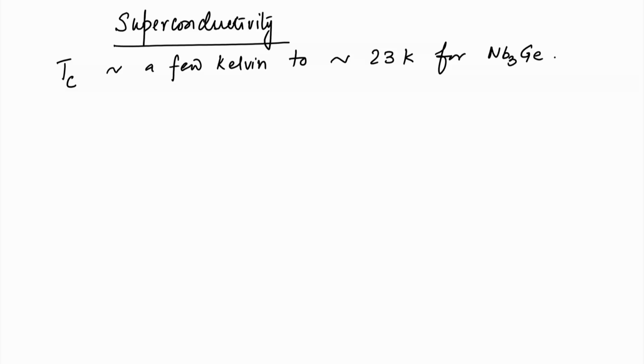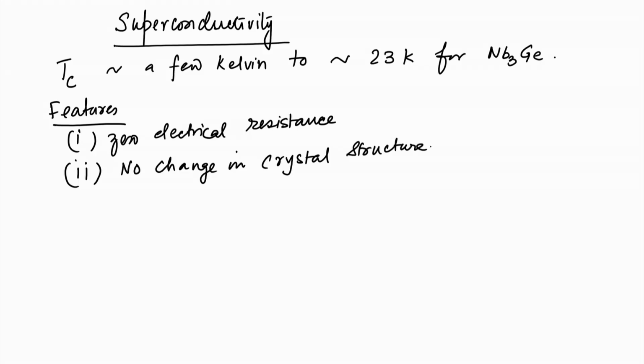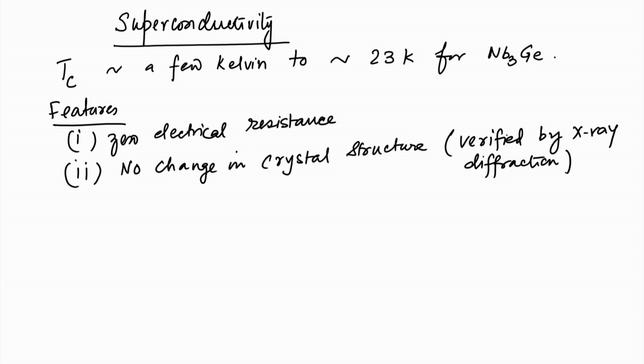And the features are zero electrical resistance, or resistivity, and no change in crystal structure, and this is verified by X-ray diffraction, both below Tc and above Tc, that is, in the normal state and in the superconducting state.